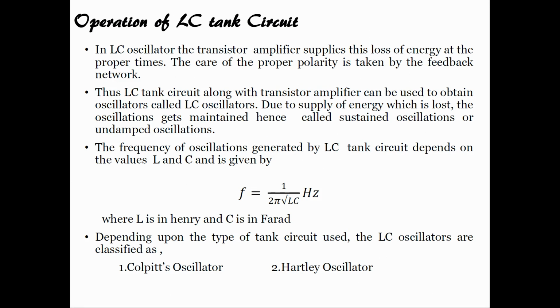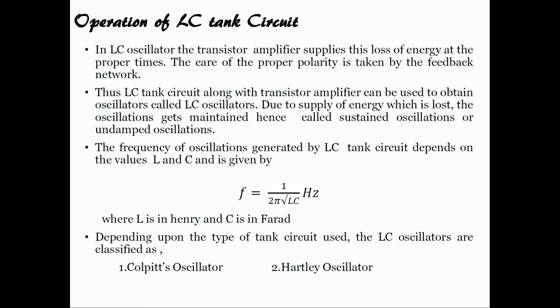If I have a transistor amplifier, then the energy that is lost during the charging and discharging of the inductor and capacitor can be compensated using the transistor amplifier. The LC circuit along with a transistor amplifier can be used to obtain oscillators called LC oscillators. Due to the supply of the lost energy, the oscillation gets maintained and hence is called sustained oscillation or undamped oscillation. Here the frequency of oscillation generated by LC is given by f equals 1 by 2 pi root LC, where L is in Henry and C is in Farad.